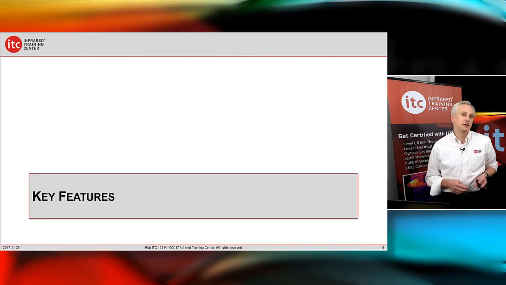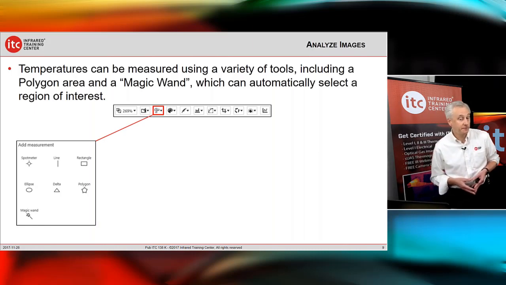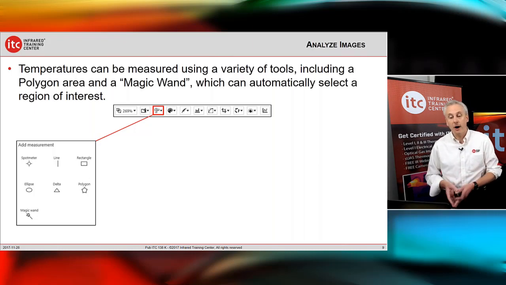So now back to the key features. One of the most important is the ability to analyze your images and measure temperatures. So you have a variety of tools available to you. Things like the spot meter and the line and the rectangle and the ellipse, and the delta T. They're very common. We have these in FLIR Tools. What we don't have in FLIR Tools is the polygon and the magic wand. Now the polygon is basically just a custom area where you can trace a shape. Functionally, it's the same as a rectangle, just a unique shape.